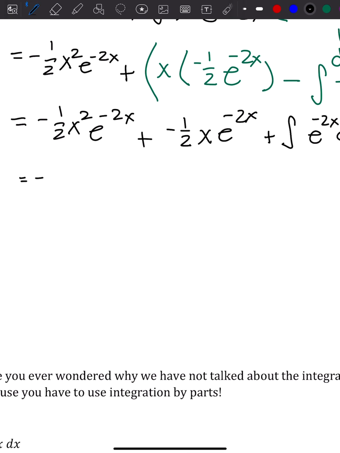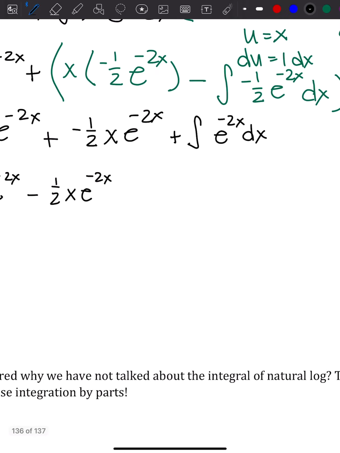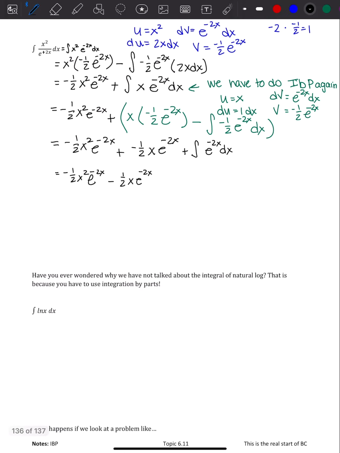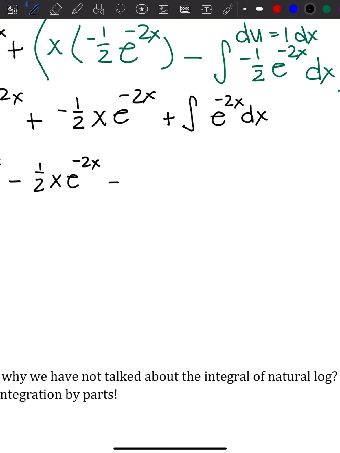So we have negative 1/2 x squared times e to the negative 2x power. We're going to go with minus 1/2 x e to the negative 2x. And then we know that e to the negative 2x's integral is negative 1/2 e to the negative 2x plus c.